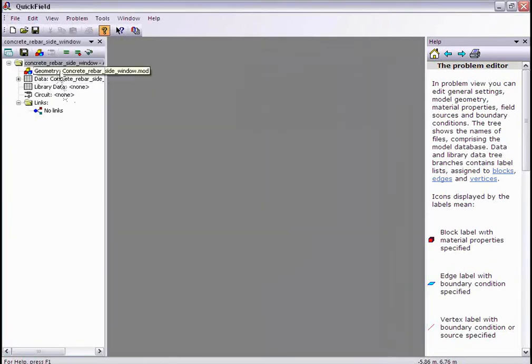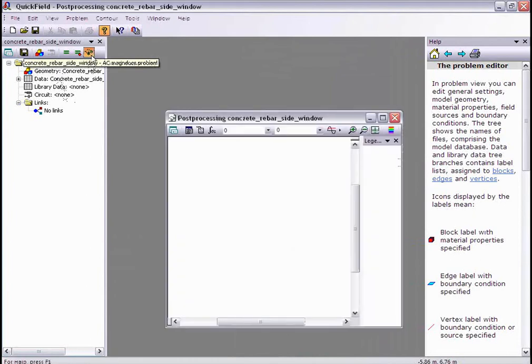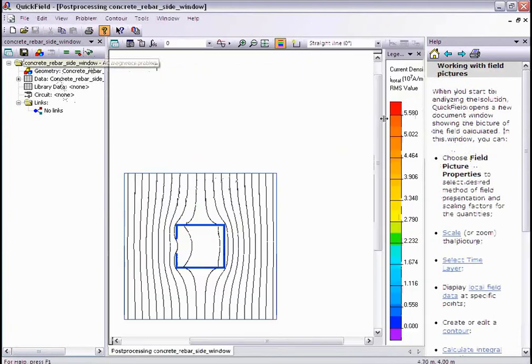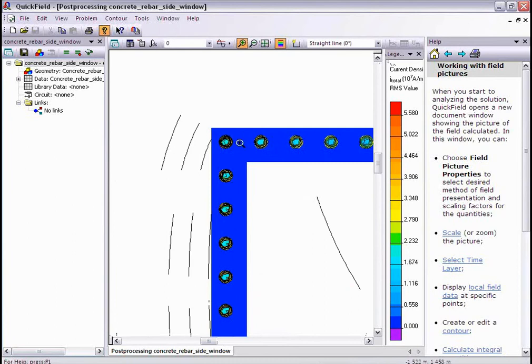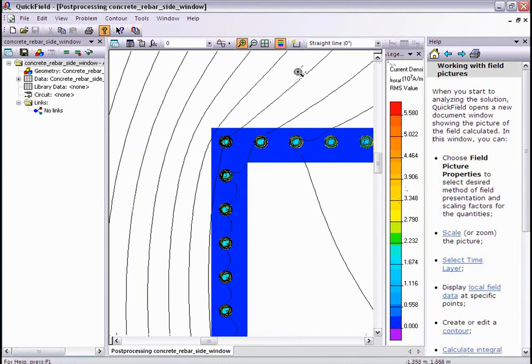It turns out there's a big difference in the shielding factor depending on where the windows are. So if a window is on the side, you can see there's going to be a lot more ingress of the field inside of our concrete enclosure. Once again, this is at 50 hertz, and we want to sweep the frequency using label mover as we did in the previous examples. And we can also animate the solution. If we look at the rebar structure here, we can see how the field is changing as a function of phase.